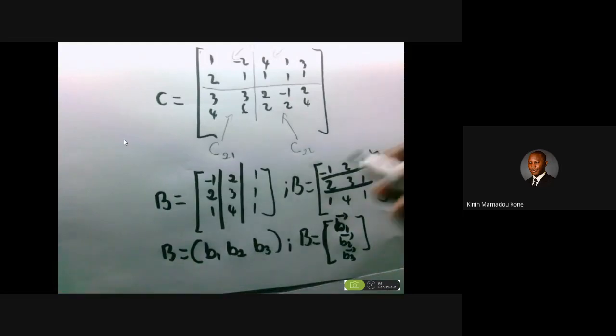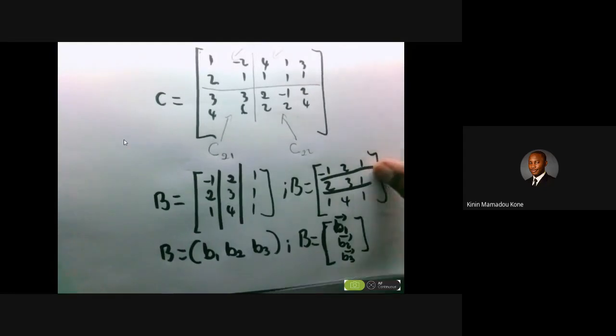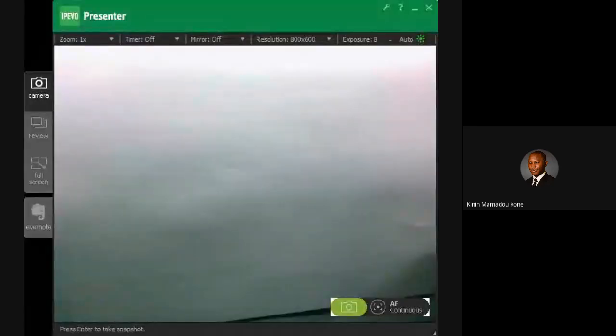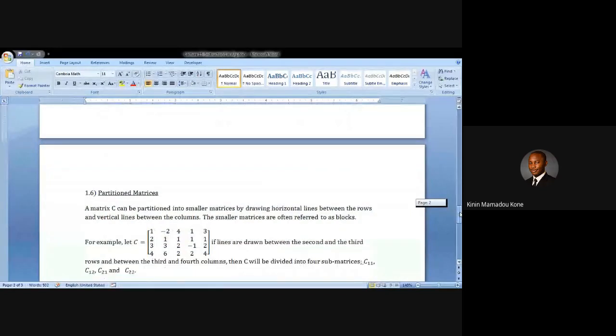So this technique is basically called partitioning. Sometimes when there are too many things to multiply, too many entries, you can try to partition your matrix to do the multiplication and save some time. Let's go back to the notes. So any questions regarding the partition of the matrix? No, sir. Okay, let's go back to the notes.